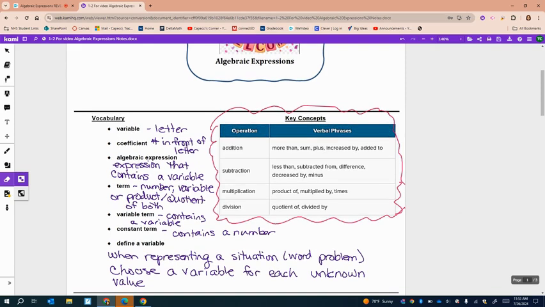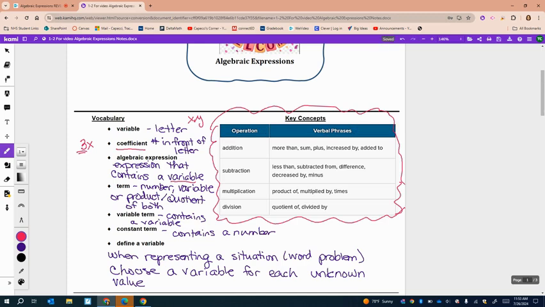So when we talk about a variable, we're talking about a letter. Could be X, could be Y, could be M, whatever works. Okay, the coefficient, that's the number directly in front of the letter, in front of the variable. So if I have something like 3x, 3 is the coefficient. Now, in the last lesson, we talked about numerical expressions. Today, we're going to talk about algebraic expressions. They're very similar, except for an algebraic expression includes a variable.